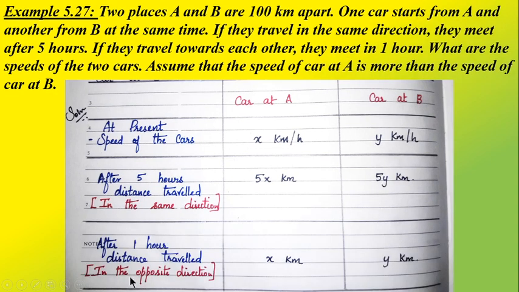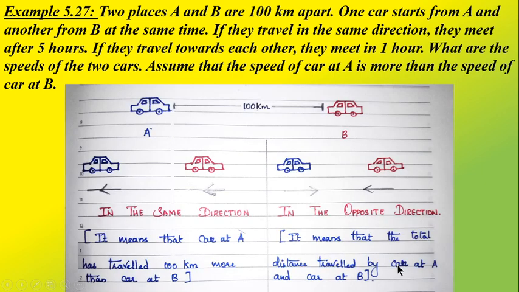What happens after 1 hour if they travel in the opposite direction to each other? After 1 hour, the car at A could have covered x kilometer, and the car at B could have covered y kilometer. So let us see what happens when they travel in the same direction, and when they travel towards each other. It is given that if they travel in the same direction, they meet after 5 hours. If they travel towards each other, they meet in 1 hour.